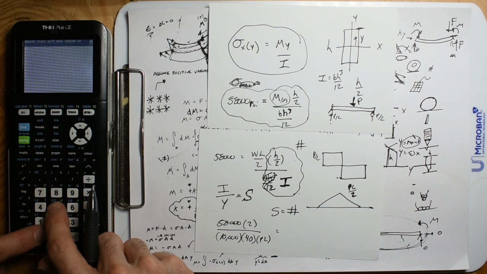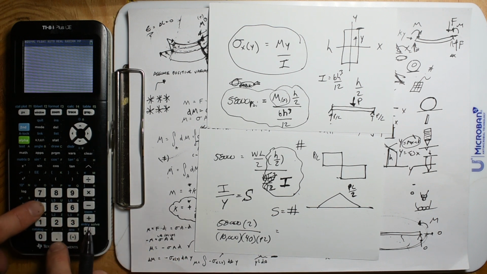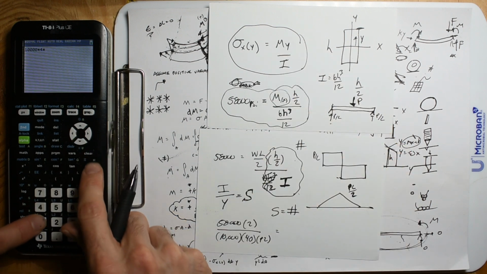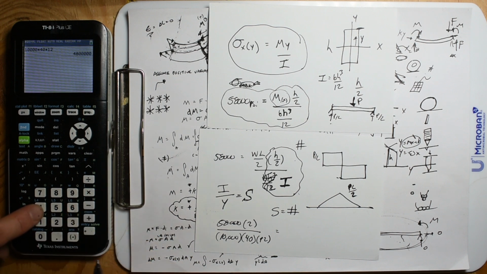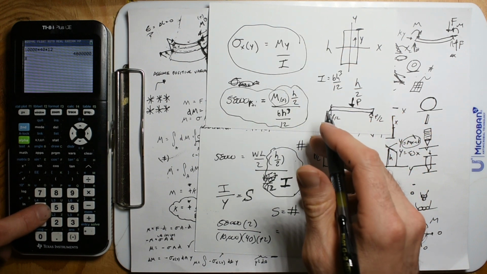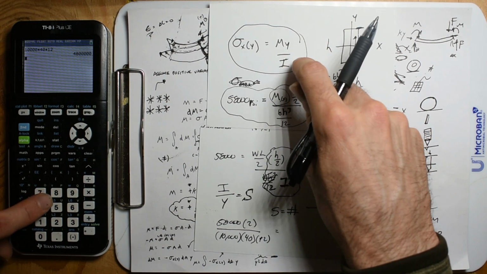But yeah, so I would have 10,000 times 40 times 12. That's going to be a really big number in pound inches. Moment's going to be in pound inches. Yeah, it's going to be reverse that.